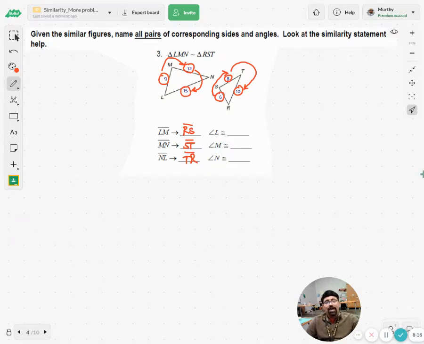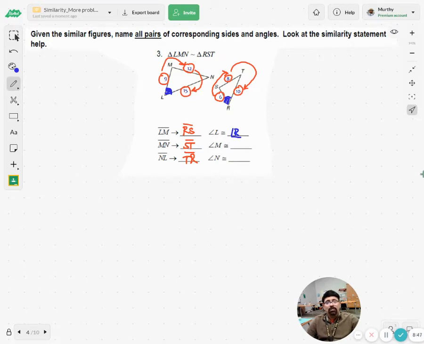Again, when it comes to angle L, this is lying between the shortest and the longest sides of the given triangle. The shortest is 6 here in the second triangle, and the longest side is 10. So it is the angle lying between the shortest side and longest side of the other triangle. Therefore, angle L and angle R are corresponding angles.